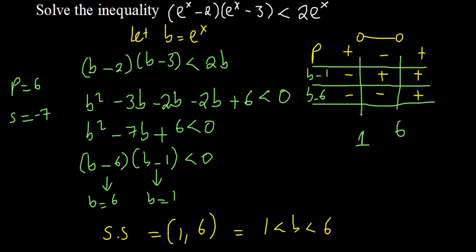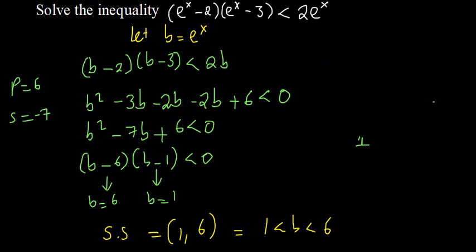Now our interest is not finding the value of b, our interest is finding the value of x. So we're going to go back to where we had said let. We'll now say e^x is equal to b. Remember the two values of b that we have found. So this means that e^x is going to be equal to the first value for b that we have found, which is 1, or e^x is equal to 6.